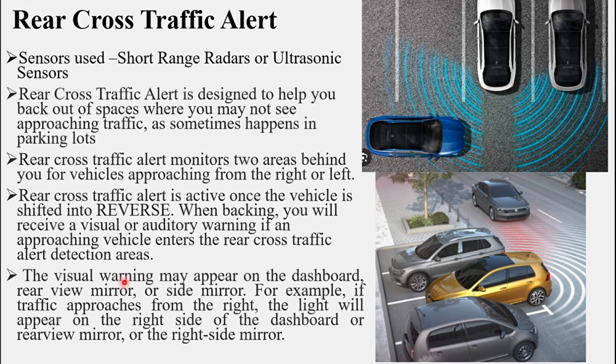The visual warning may appear on the dashboard, rear view mirror or side mirror. For example, if the traffic approaches from the right, the light will appear on the right side of the dashboard or rear view mirror, or on the right side mirror. So by positioning a blinking visual aid on the side of the mirror, the functionality clearly informs the driver that there is some kind of traffic coming from that particular direction.